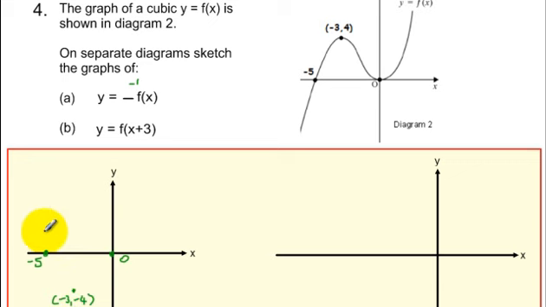And then we can draw the graph through these points. This will become a minimum and the origin will become a maximum. So this is the graph of y equals negative f of x. It's important to annotate the graph, to mark these points on the graph.